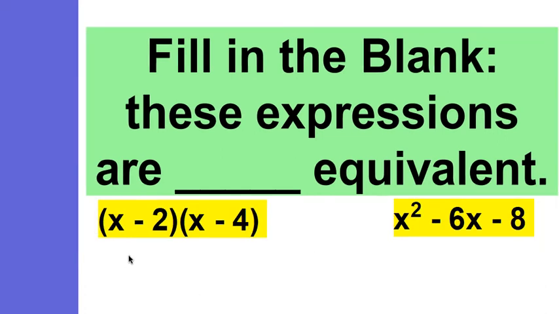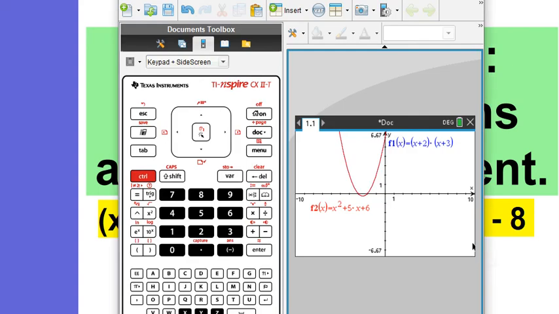Okay, this time we have the quantity x minus 2 times x minus 4 and the quantity x squared minus 6x minus 8. So the idea here is maybe I want to check the distributive property. I want to know when I distribute this to this, do I get the final answer, x squared minus 6x minus 8. So let's check on the graphing calculator.